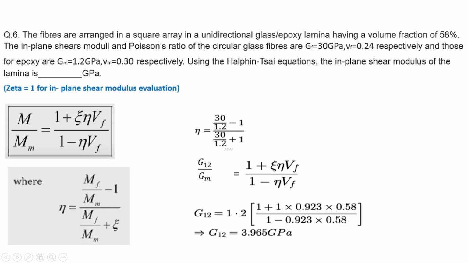The next question is, the fibers are arranged in a square array in a unidirectional glass epoxy lamina having a volume fraction of 58%. The in-plane shear moduli and Poisson ratio of the circular glass fibers are given, and also of the epoxy is given. Now we have to use the Halpin-Tsai equation and find the in-plane shear modulus of the lamina.